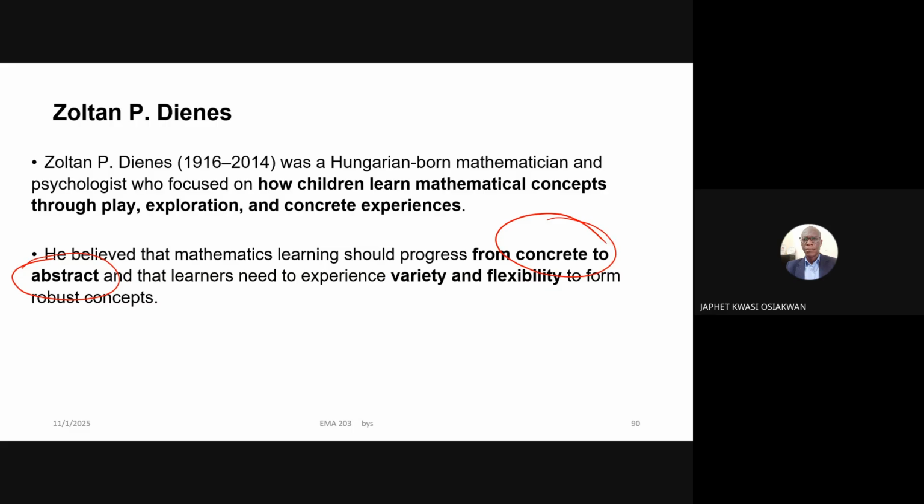Don't just start with the abstract, especially those of us teaching at the secondary school. We think that at secondary school you don't need concrete materials. They need them. Any topic you want to teach, make sure that you start from concrete to abstract. The concrete could also mean things that they already know, things in their environment. Use that as a foundation. Give them the opportunity to play with those materials or activities, and then you zoom into your abstract teaching. That is what Dienes believes.